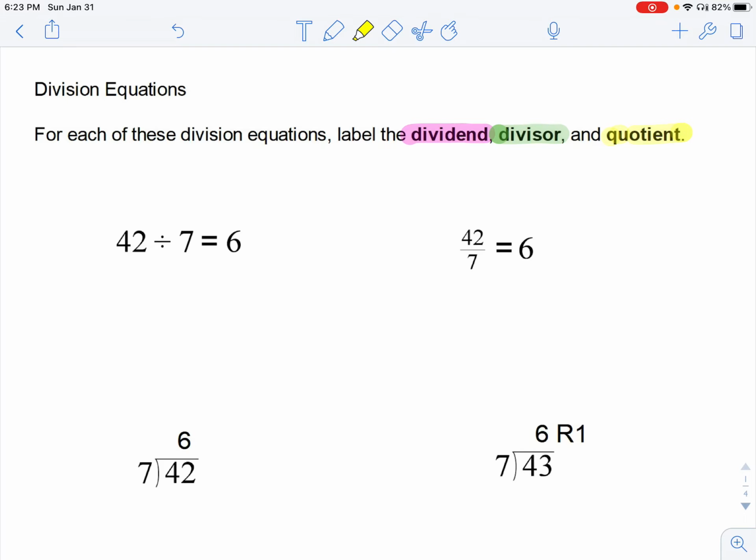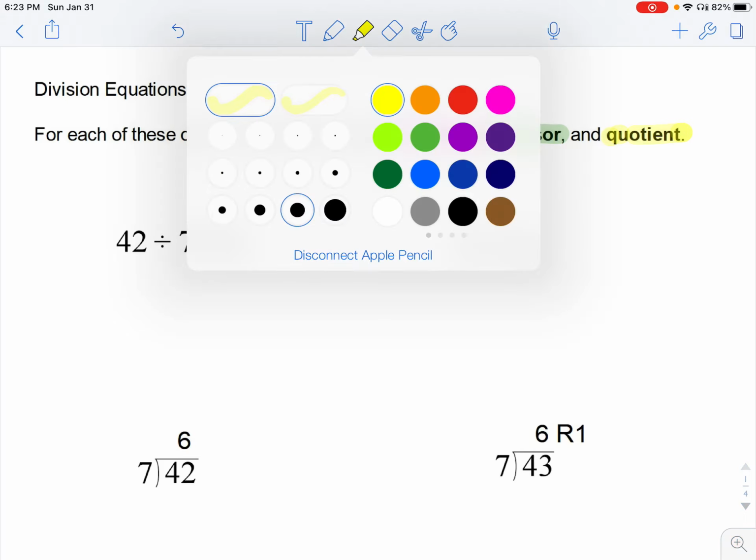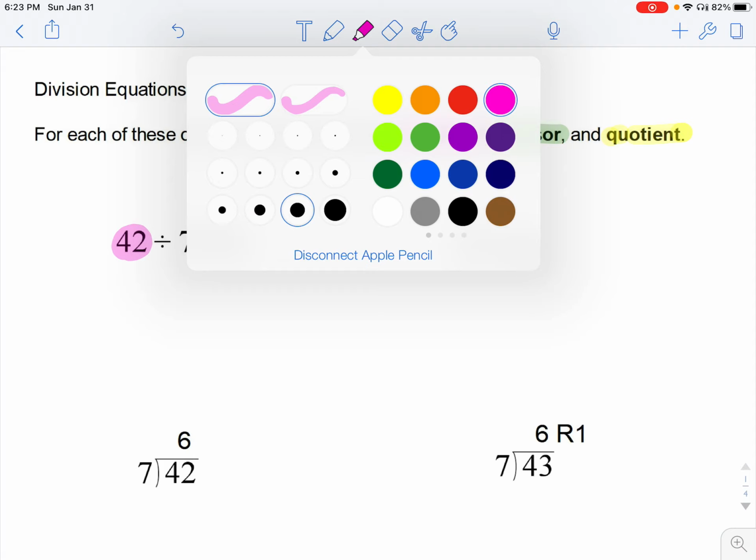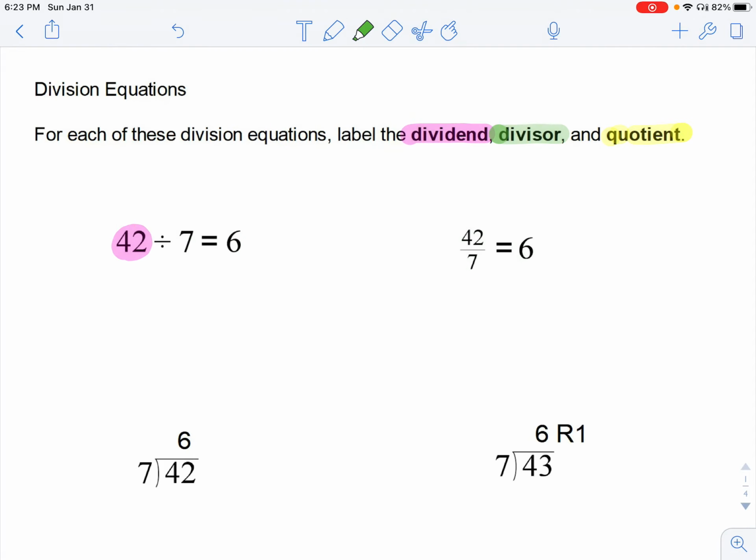The dividend is the number being divided. So if we look at this first one, 42 divided by 7 equals 6. 42 is our dividend. The divisor is the number you're dividing by. So in this equation, 7 is our divisor.